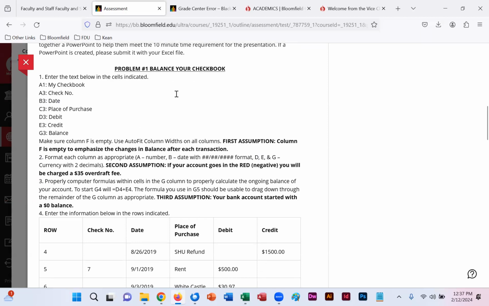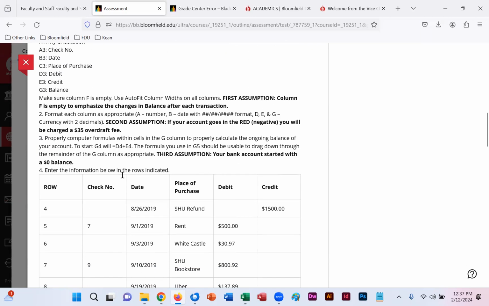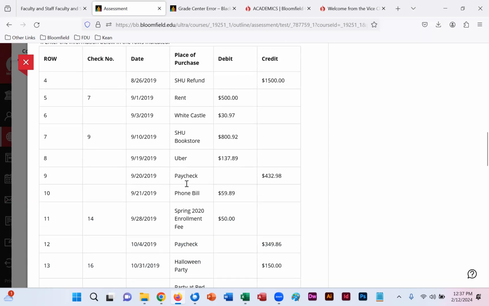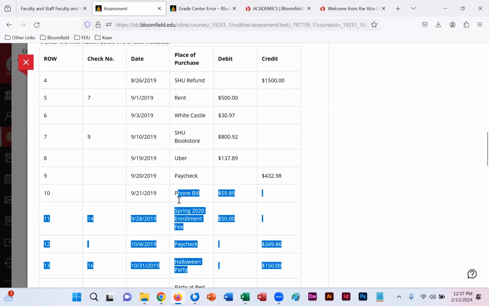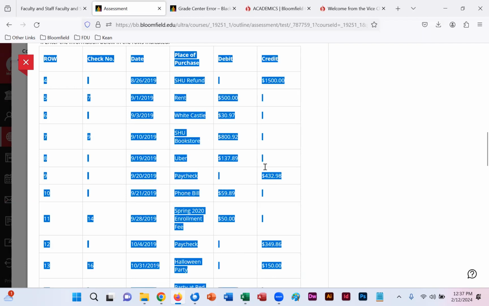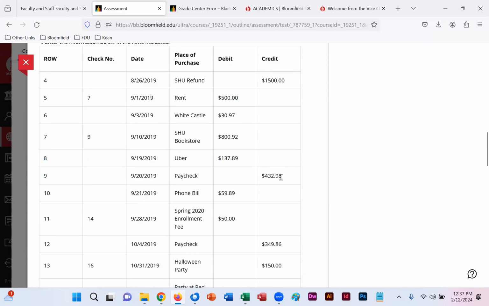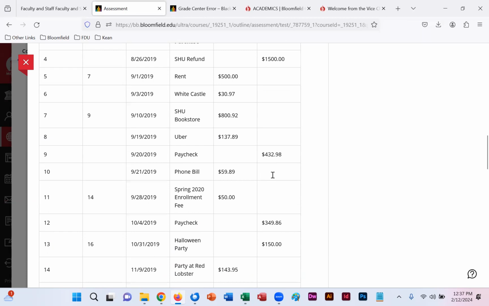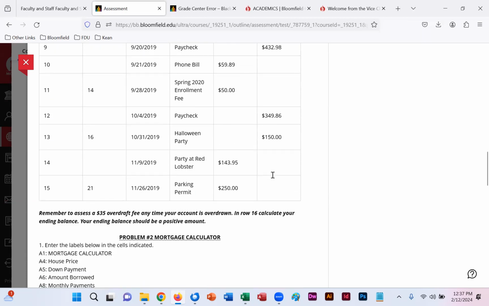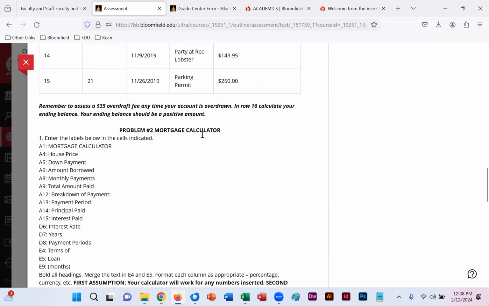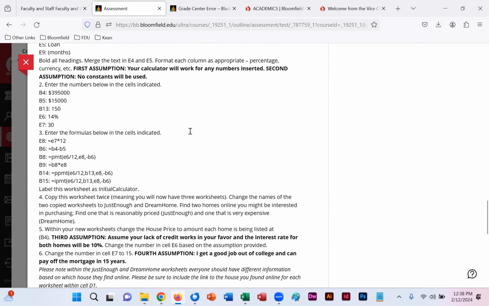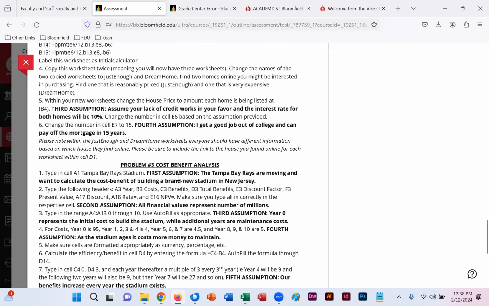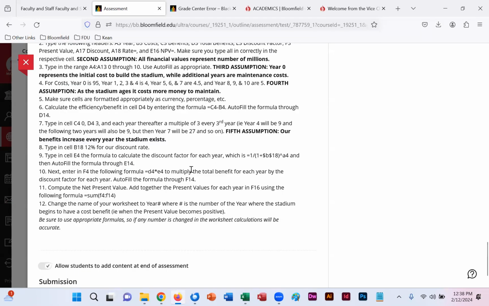So the first problem is to balance your check. And then there's all sorts of instructions. So one of the issues you might have as you're going through this, let's say you copy and paste this. You might have the same issue I had with the assumptions, where it thinks that these numbers are strings, so you have to go in and type them yourself. And you could spend a minute or 2 talking about that as an issue. The second problem is a mortgage calculator with its instructions here. And the last one is the cost benefit analysis problem.